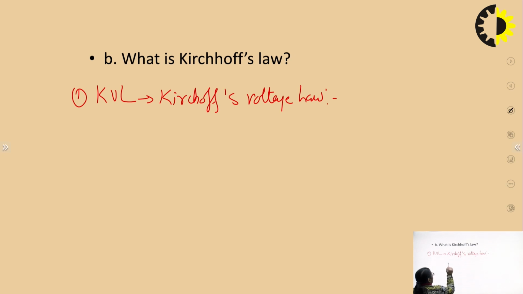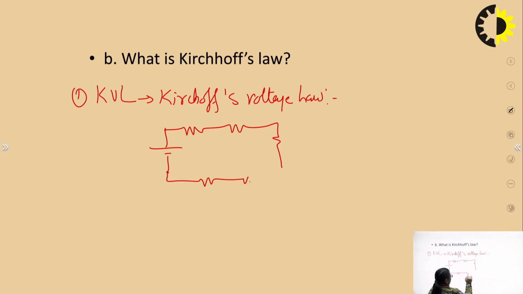That means if I go with this network, say this is R1, this is some R2, this is some R3, this is some R4, R5, and this is some V1. Now, when this is a closed network, in this closed network Kirchhoff's voltage law can be applied. And what does it state? It states that the algebraic sum of all the voltages in a closed loop is equal to 0.